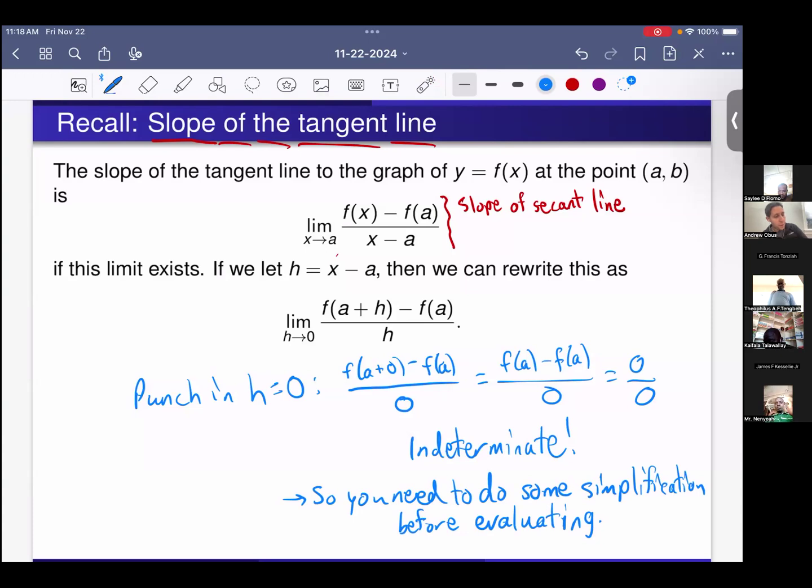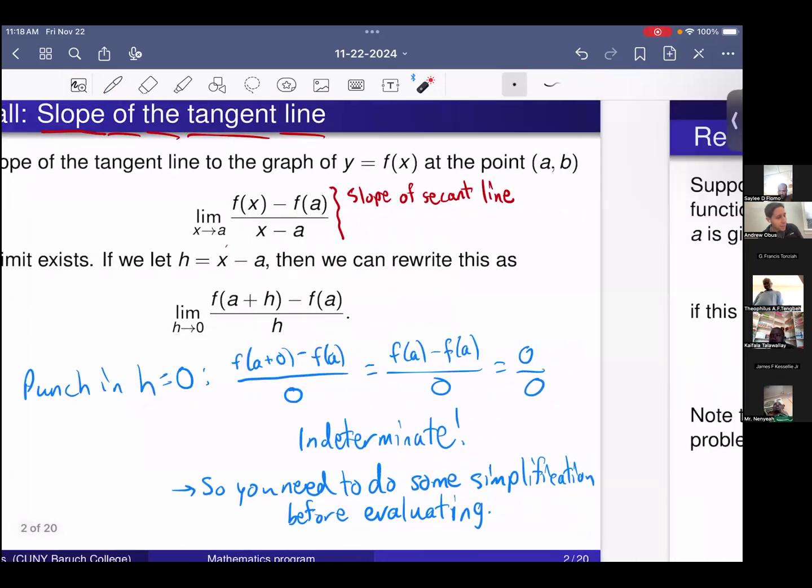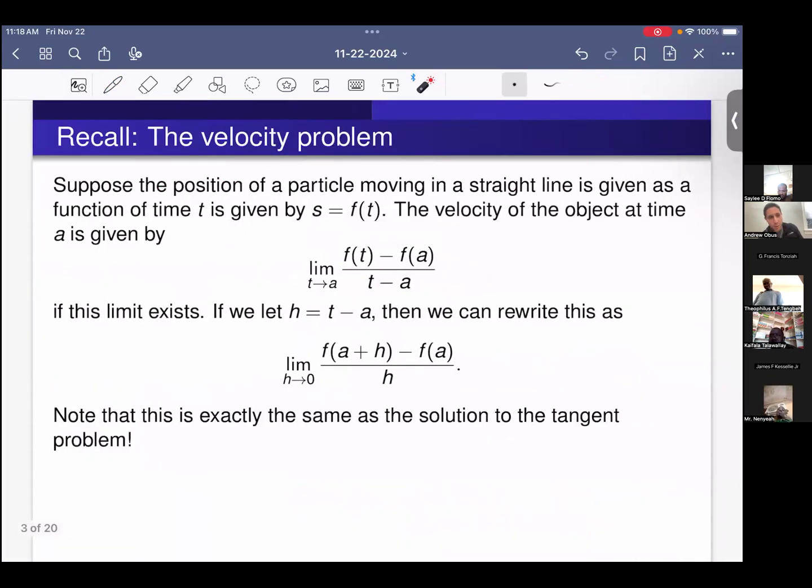Because if you just evaluate, you get 0 over 0, and that's not helpful. Okay, so we had this other problem that looks like a different kind of problem. This was called the velocity problem. So suppose that we have a position of a particle moving in a straight line, and we're given, say, as a function of time t is given by s equals f of t.